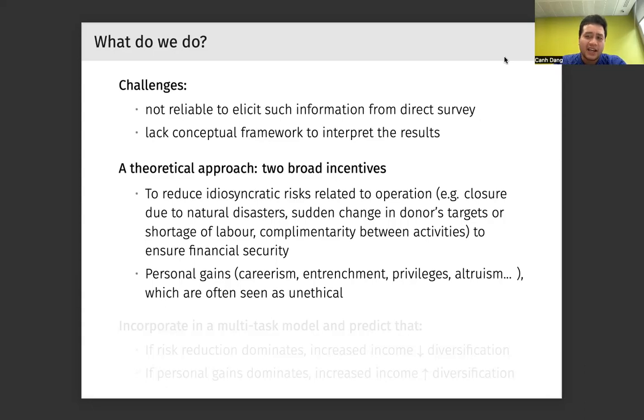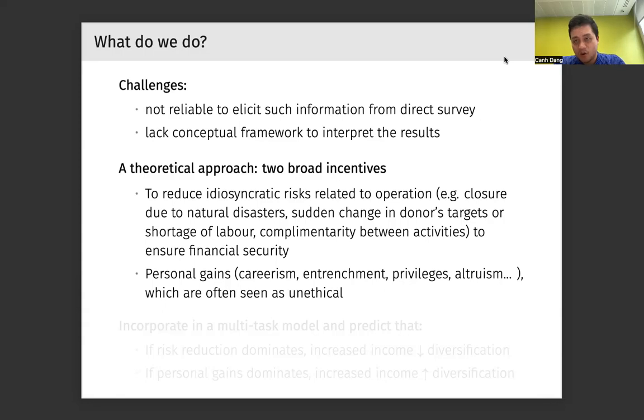For example, if they happen to close because of some natural disasters or some sudden change in a donor's targets or preferences, or some shortage of labor because of some macroeconomic conditions, or to address the cost complementarity between activities. So basically, the first broad incentive is about ensuring financial security related to their operation.